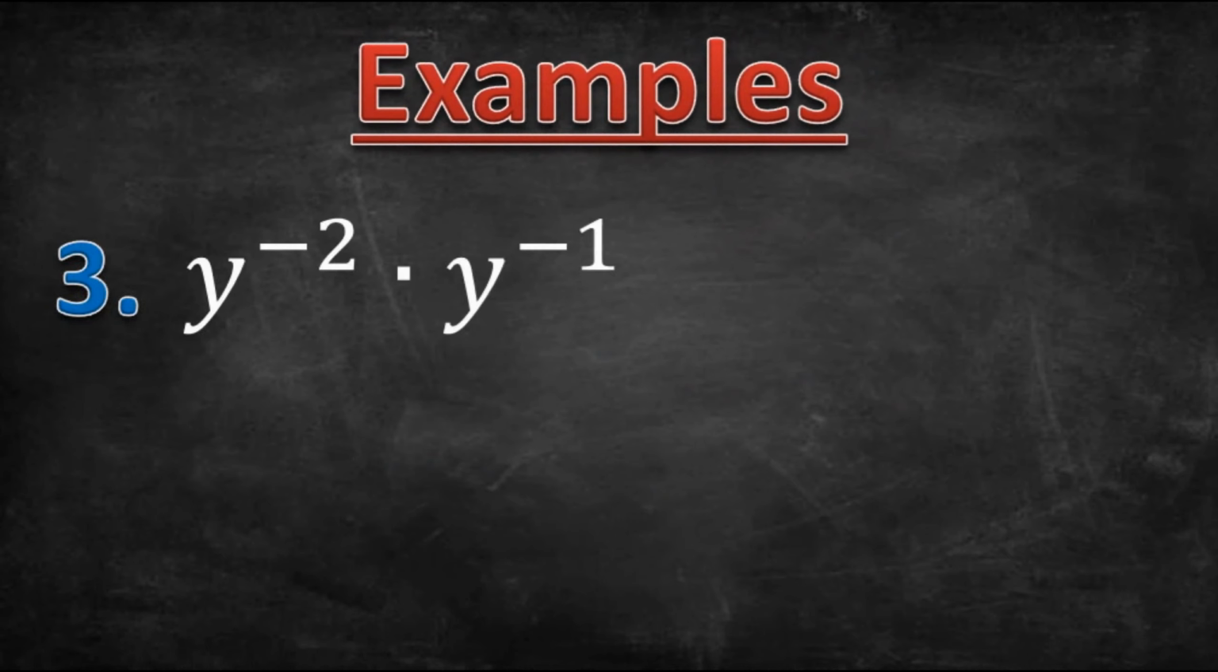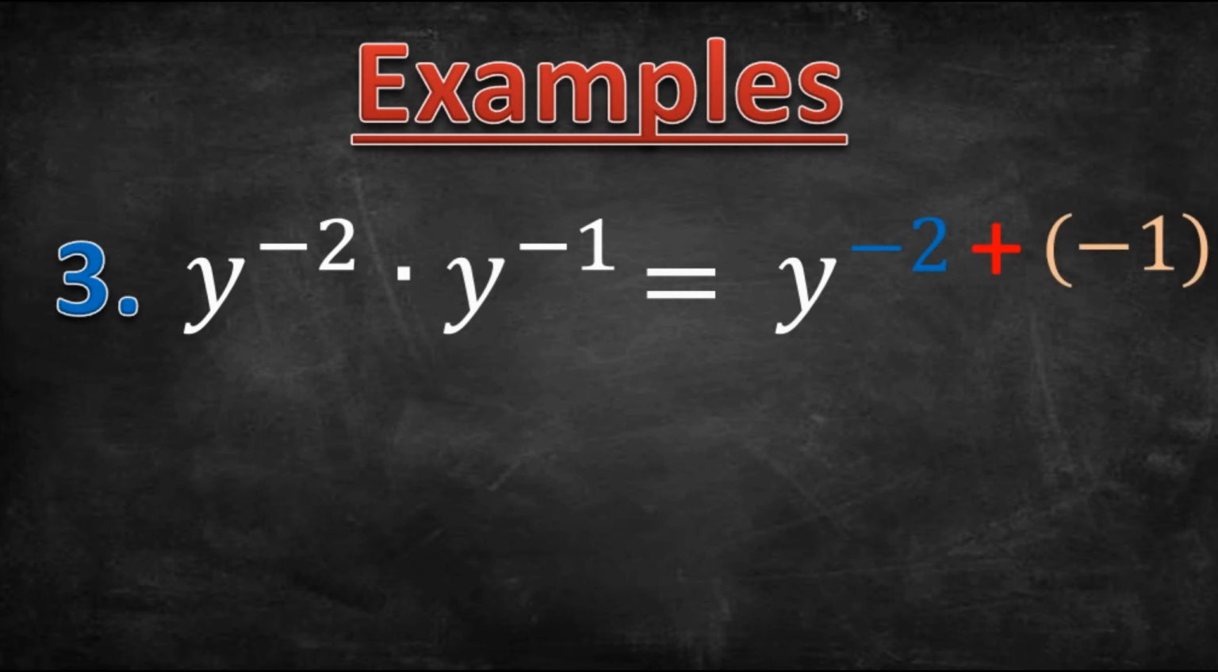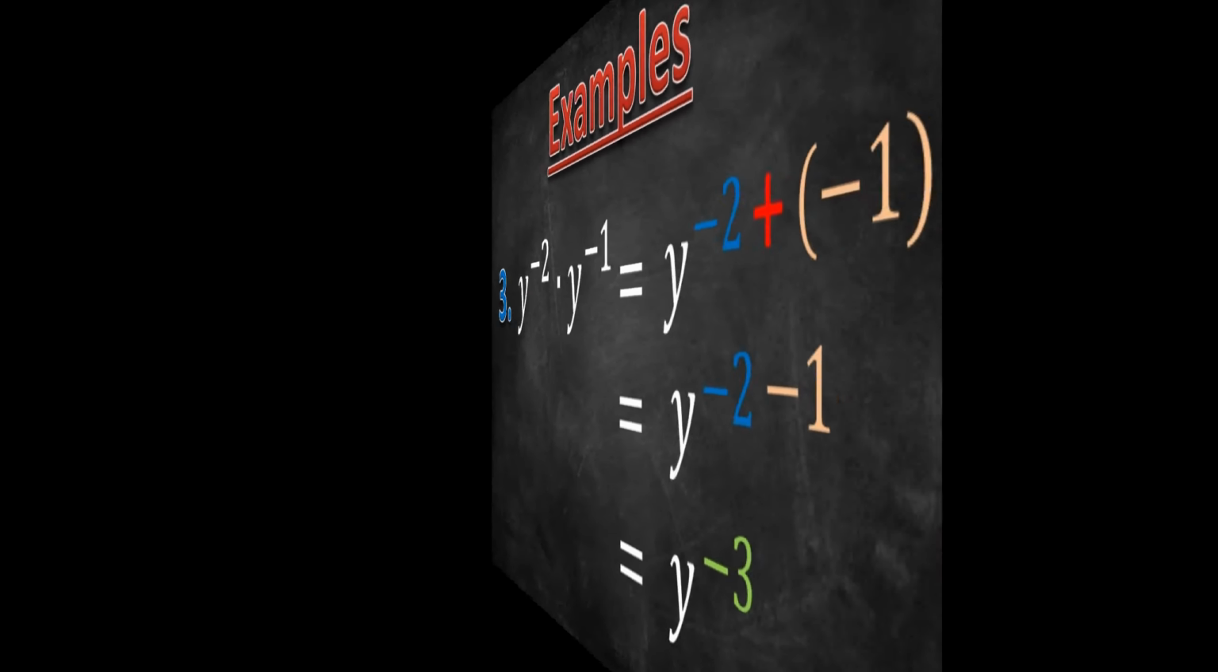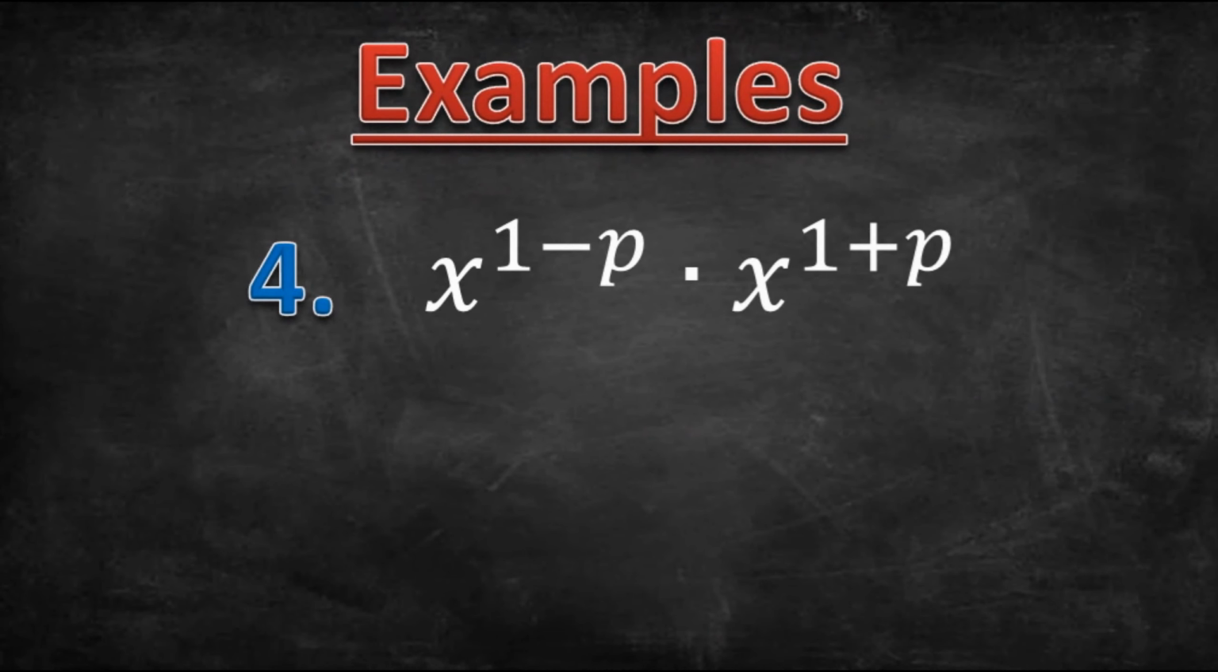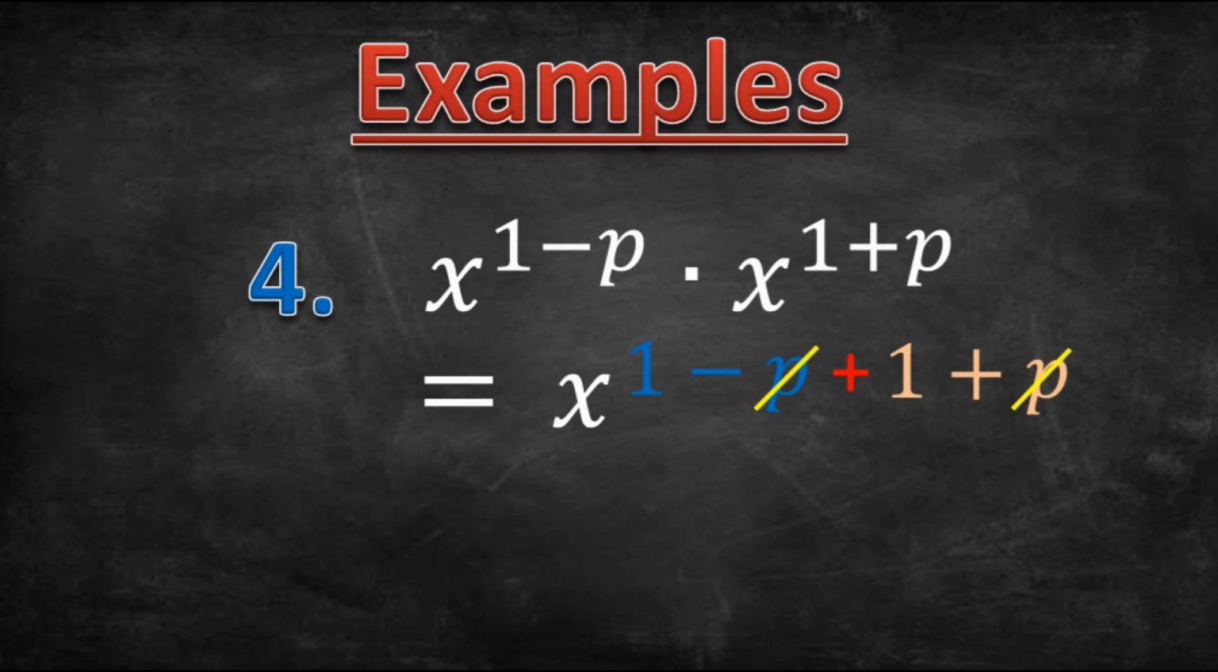Here we have y to the negative 2 times y to the negative 1. Adding the powers, it's going to be y to the negative 2 plus negative 1. A plus times a minus is a minus, so it's y to the negative 2 minus 1, and minus 2 minus 1 is minus 3, so it's y to the negative 3. So we have x to the 1 minus p times x to the 1 plus p. We can add the powers, so it's equal to x to the 1 minus p plus 1 plus p. Minus p cancels with plus p, and we are left with x squared.